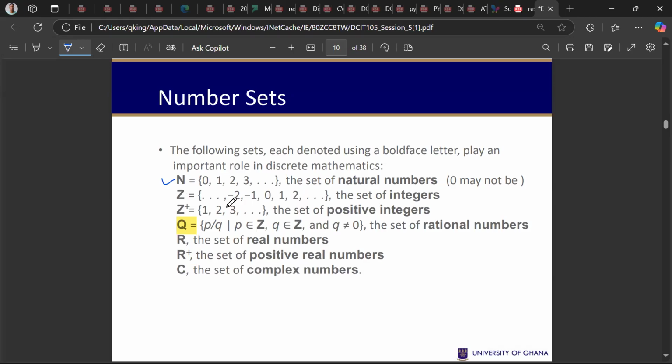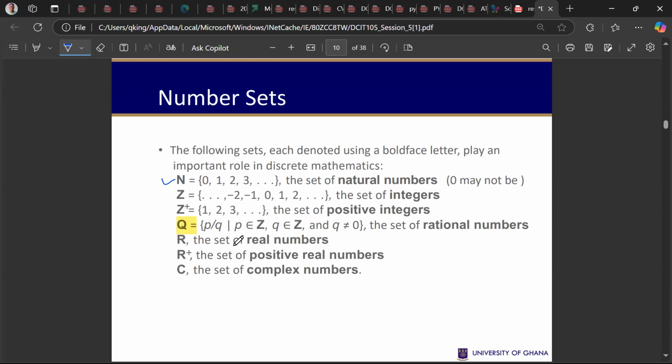We also want to look at Z. Z has to do with integers. This set includes all whole numbers and their negative counterparts, so it consists of the negative numbers down to -1, 0, 1, 2, 3, and so on.